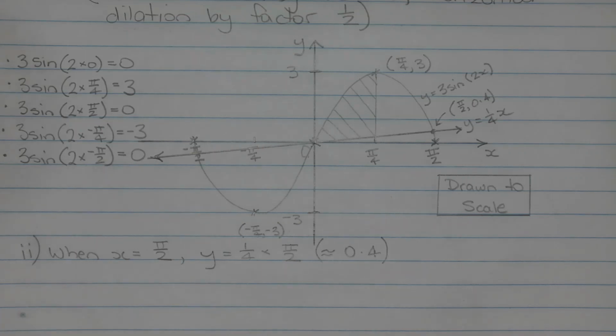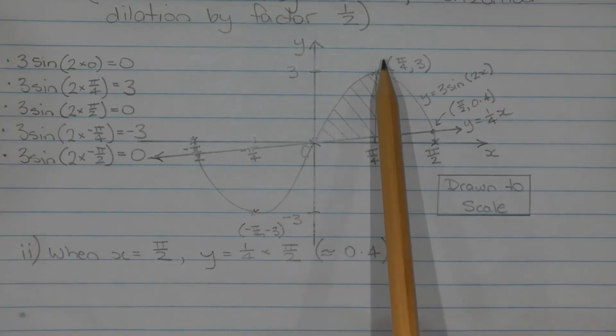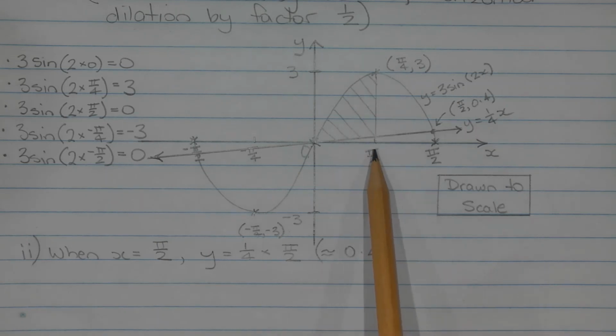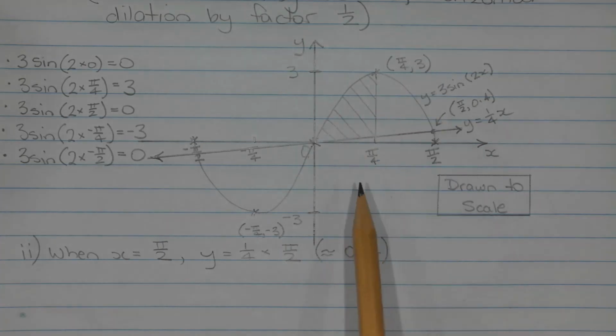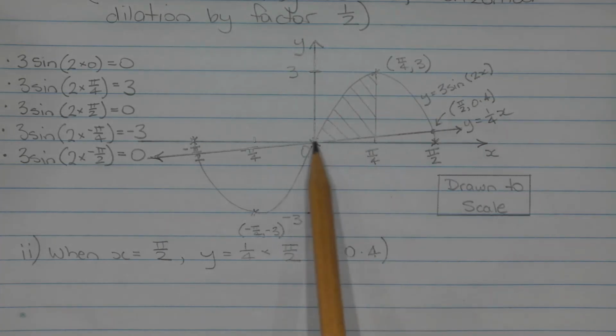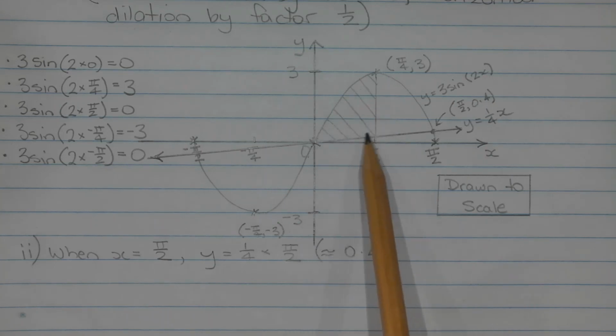Next, shade in the region indicated by the integral 3 sine 2x minus 1/4 x from x equals 0 to x equals pi over 4. So I've drawn a vertical line where x equals pi over 4. And the shaded region is the difference between the sine curve, 3 sine 2x, and the line 1/4 x, and this is the shaded region that is indicated by the integral.